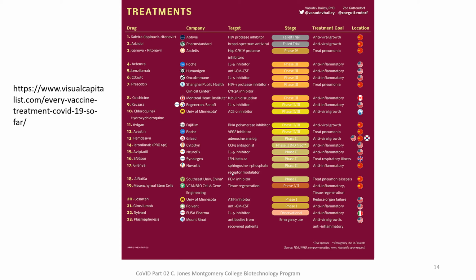But there are a lot of treatments. Again, this came from the same site, but there are a number of treatments here. And so they're classified partly by the target. What are they trying to interfere with? The stage is where they're at in the clinical trials. And we'll describe the clinical trial phases when we talk about vaccine development. And then the treatment goal, and what we notice here is that some of these treatments are actually not specifically targeted at COVID, but they're targeted at the symptoms that COVID causes, pneumonia or inflammation.